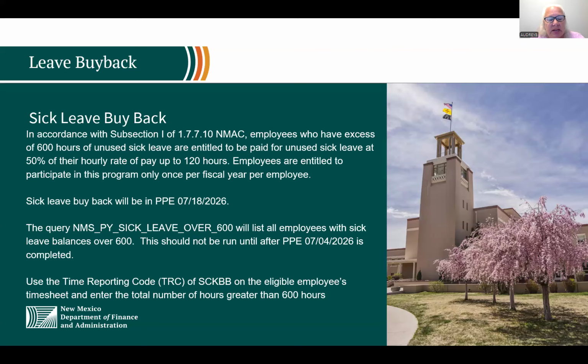Additionally, there is a query that can be run that will tell you who has sick leave over 600 hours. Please do not run this query until after pay period ending 7/4 is completed. You do need to account for any adjustments that would occur between now and then. So while we like to be proactive, it's better if we wait until all of the information is actually in the system and we're pulling the data directly from the system. So please run this query after 7/4.